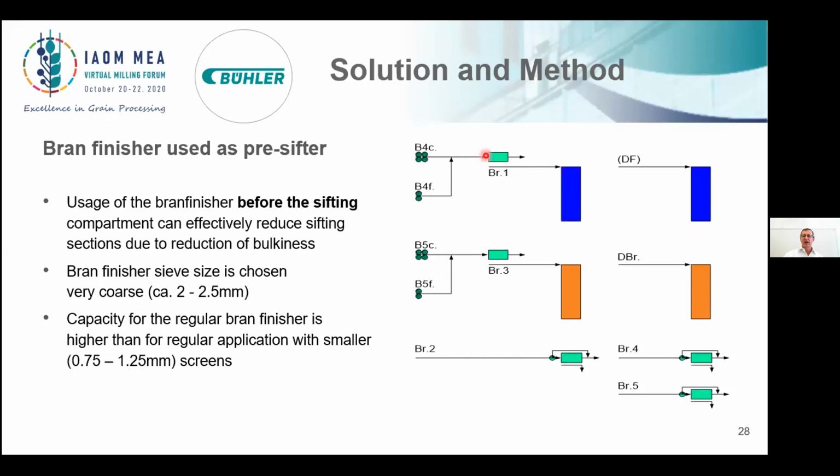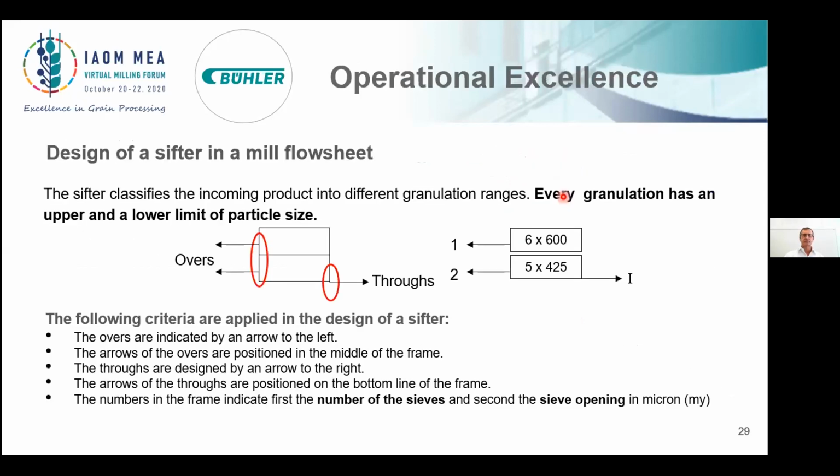So that means the bran finisher is taking off the coarse particles, the bulky particles, and it goes right to the next break. So from the B4 coarse, it goes after to the B5 coarse. And of course, from the B5 coarse, it goes to the bran finisher. So this is called a pre-sifter, and it's a good concept to release the product from the sifter.